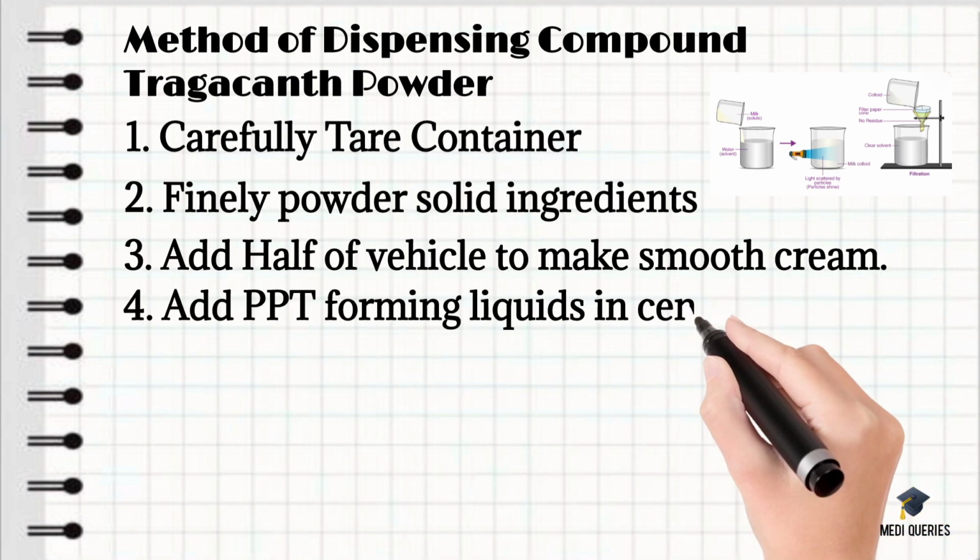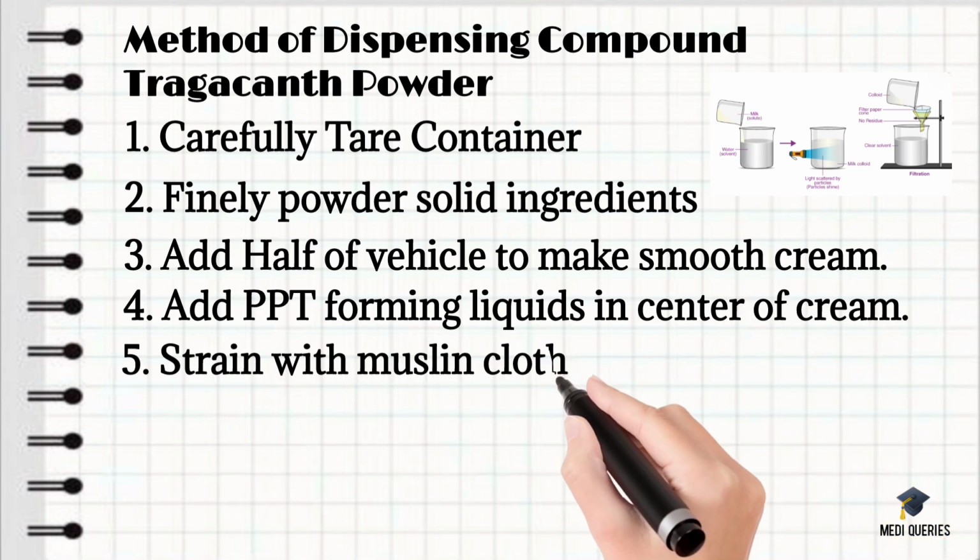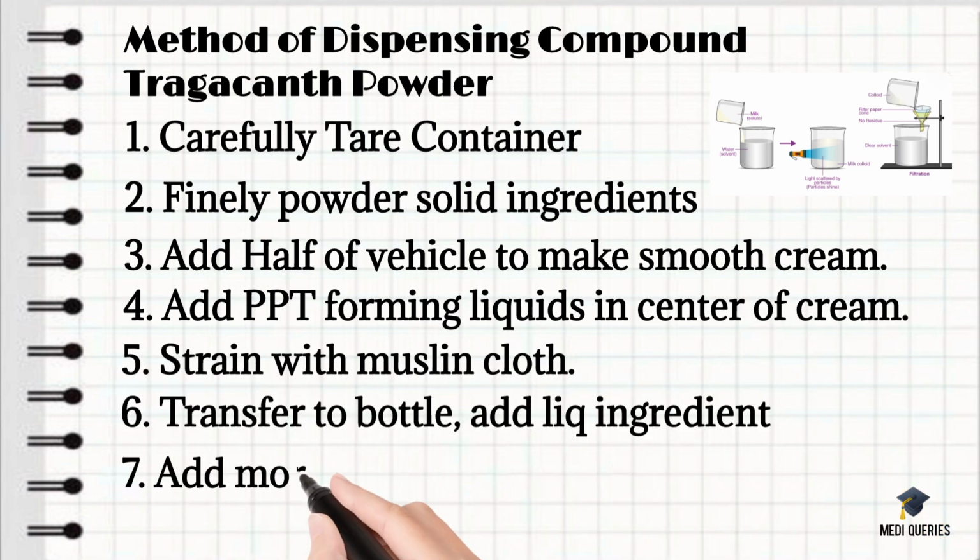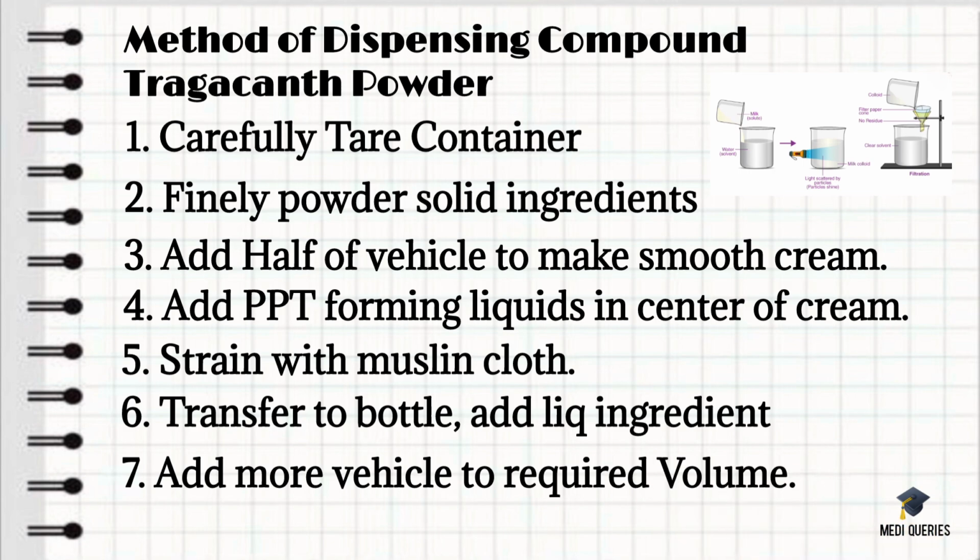In this, finely powder the indiffusible solid first and then the diffusible solid in the mortar, and then mix them with compound tragacanth powder in a mortar here. After that, measure half of the vehicle and incorporate a small amount of it to the powder with trituration until a smooth cream is formed. Then add the remaining part of the vehicle. After that, measure the precipitate forming liquid in a dry measure and add it in a slow stream in the center of the cream with rapid stirring here.